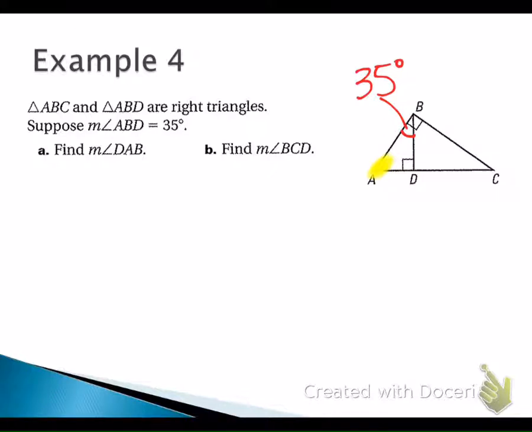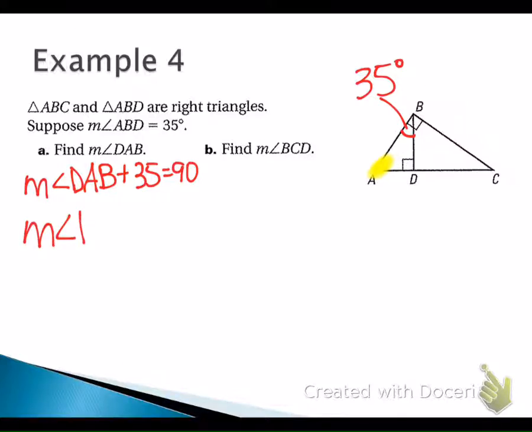In order to find that, I see that I have a right triangle. So I know that the other two small angles inside of it have to add up to 90. That means that the measure of angle DAB plus 35 is equal to 90. I can solve that by subtracting 35 from both sides. We get the measure of angle DAB is 55 degrees.